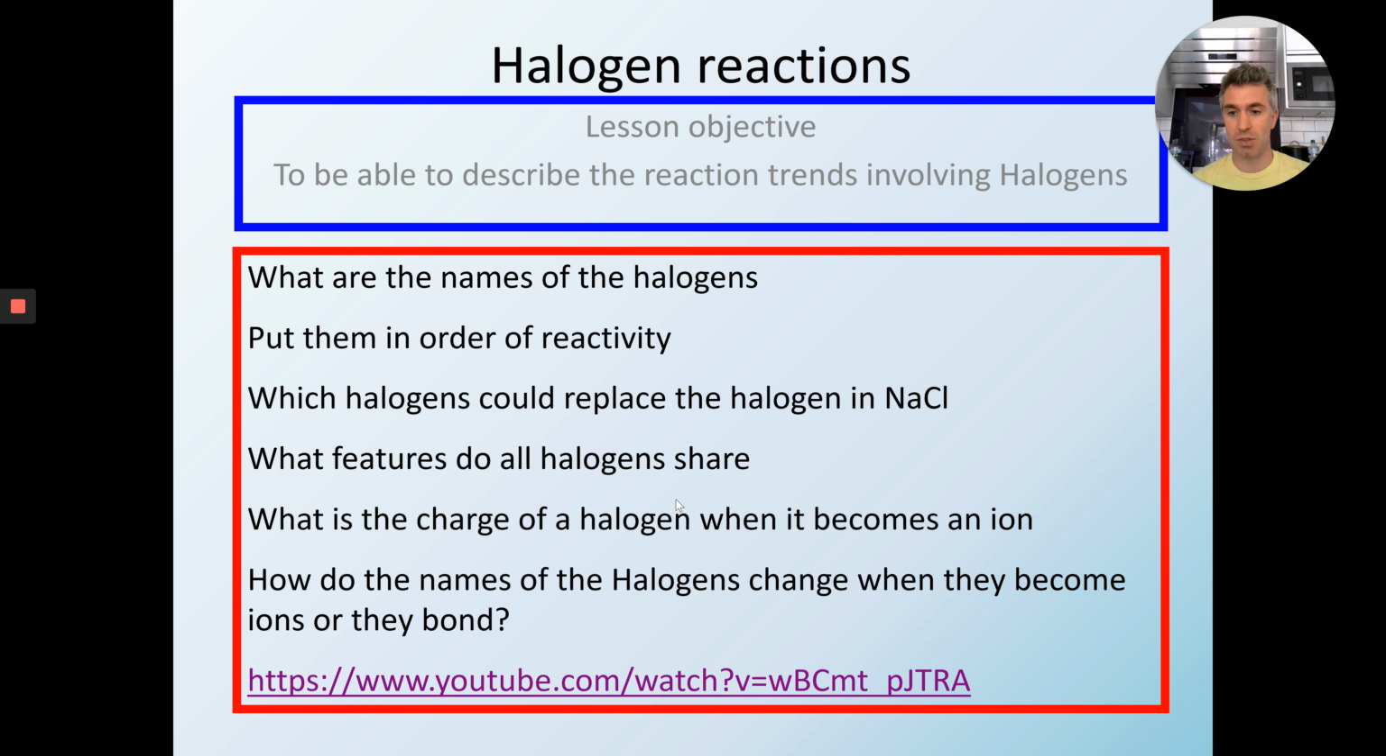But the start is, what are the names of the halogens? Easy. Can you put them in order of reactivity? Let's start with the most reactive and then go down to the least. Which halogens could replace the halogen in NaCl? Ooh, that's tricky. In fact, that's today's lesson. What features do all halogens share? What is the charge of a halogen when it becomes an ion? Tricky. How do the names of the halogens change when they become ions or when they bond?